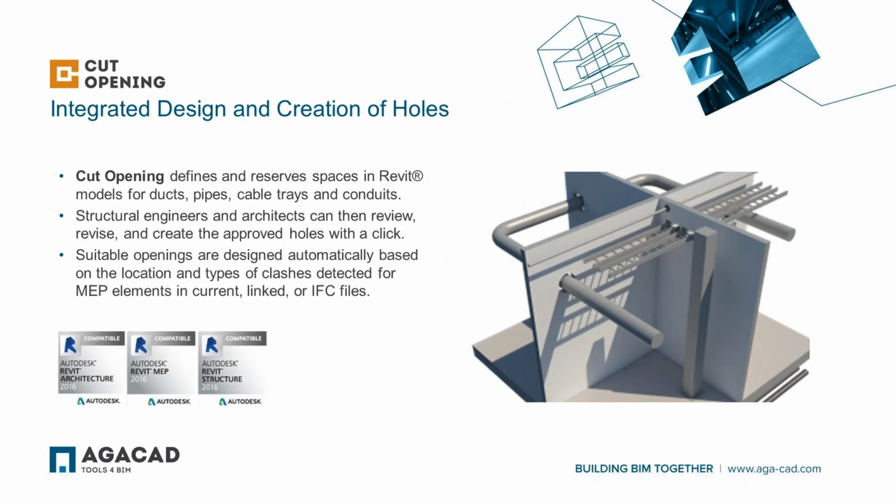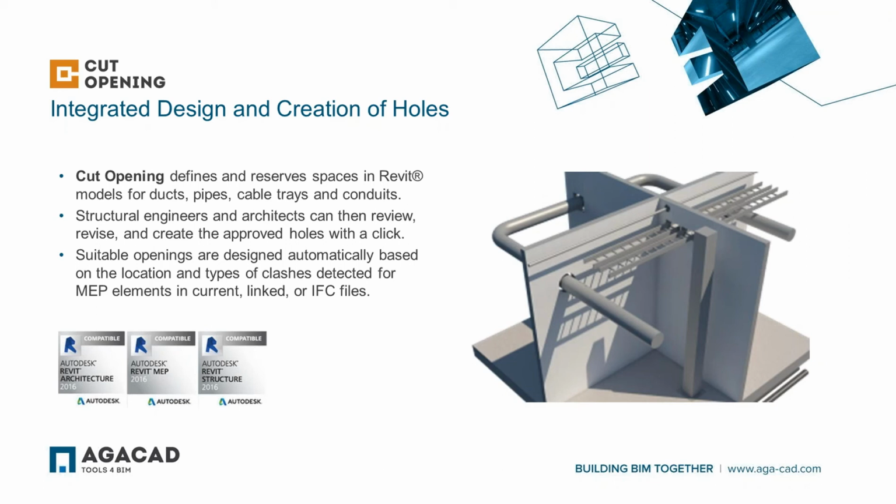So the cut opening is integrated design and creation of holes. So cut opening defines and reserves spaces in the Revit model for ducts, pipes, cable trays, and conduits. Structural engineers and architects can then review, revise, and create the approved holes with a click. So this is a really nice solution based on the location and types of the clashes detected for MEP elements in current, linked, or IFC files.